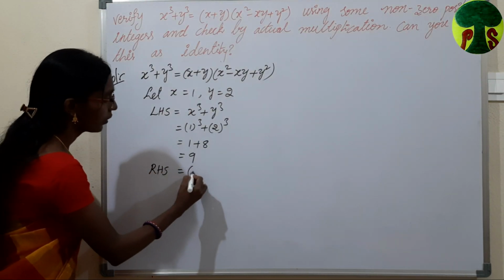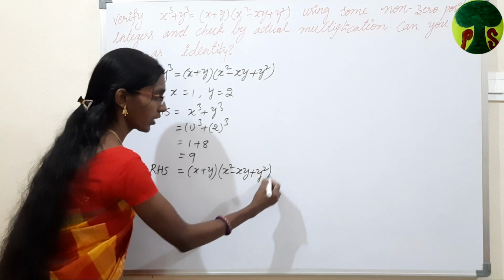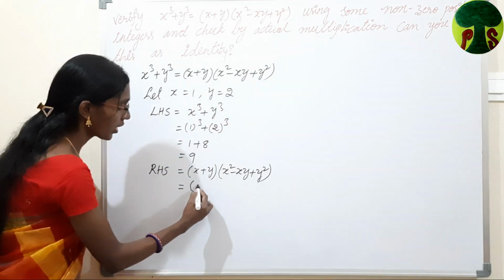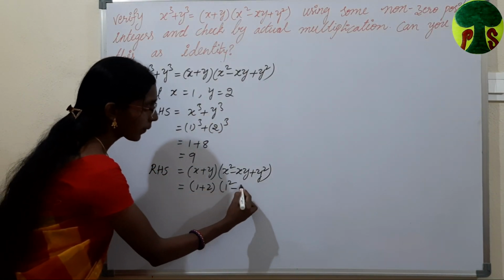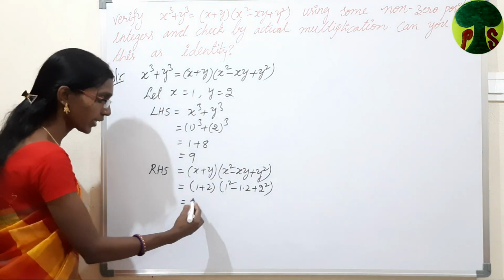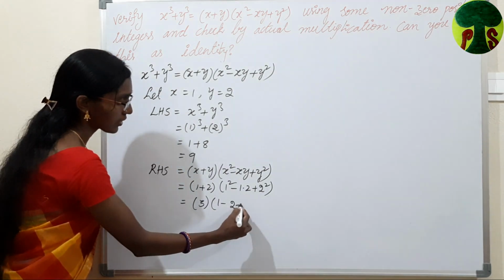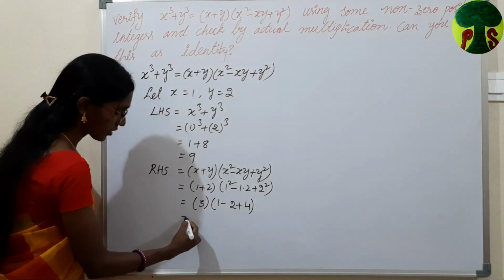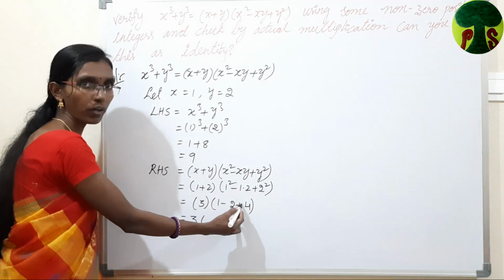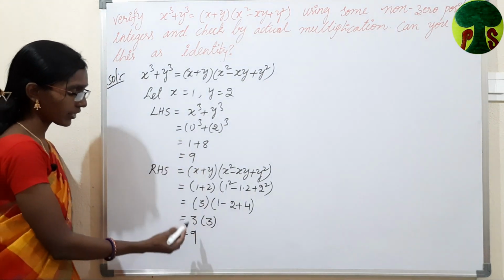RHS is equal to (x plus y) into (x square minus xy plus y square). In the place of x we have to write 1 and in the place of y we have to write 2. So (1 plus 2) into (1 square minus 1 into 2 plus 2 square), which is equal to 1 plus 2 is 3. 3 into (1 square is 1, minus 1 into 2 is 2, plus 2 square is 4), which is equal to 3 into (1 minus 2 is minus 1, minus 1 plus 4 is plus 3). 3 into 3 is equal to 9. Now the value of RHS is 9.